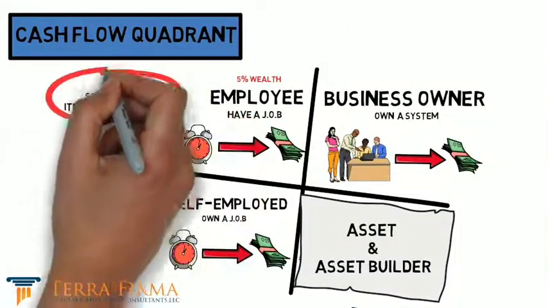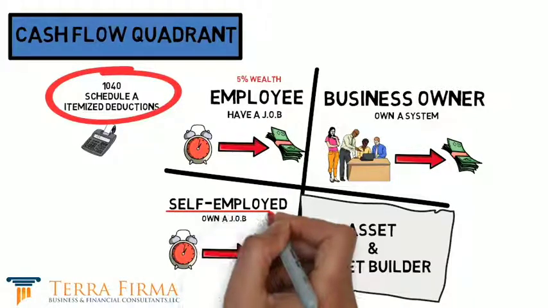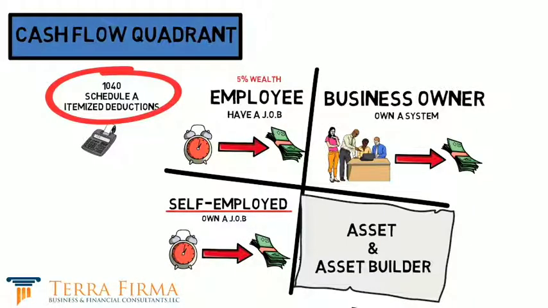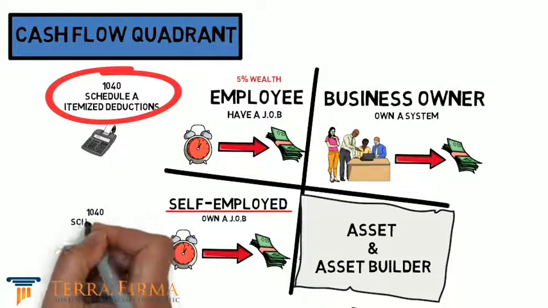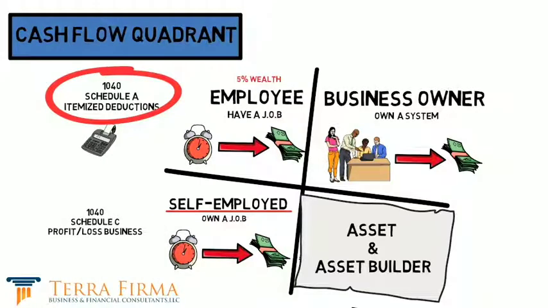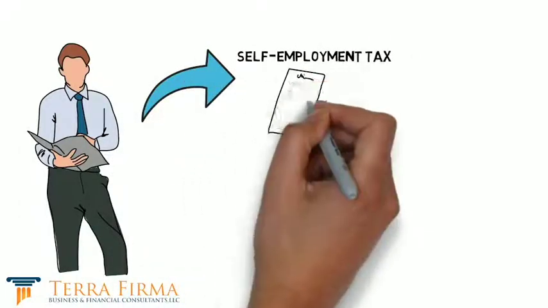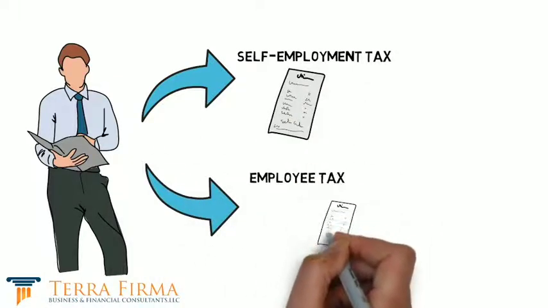So Schedule A. Now, if you don't have enough itemized deductions beyond the standard deduction, then you get the standard deduction. If you have more, then you file a Schedule A, and then you claim those extra deductions. That's your tax savings for an employee. Now, self-employed, you get not only the Schedule A, but you also get the Schedule C, where you can write off expenses of doing business as a sole proprietor. The problem here is that you're going to be, as an individual, paying both self-employment tax and employee tax. So you're paying everything on your own, okay?